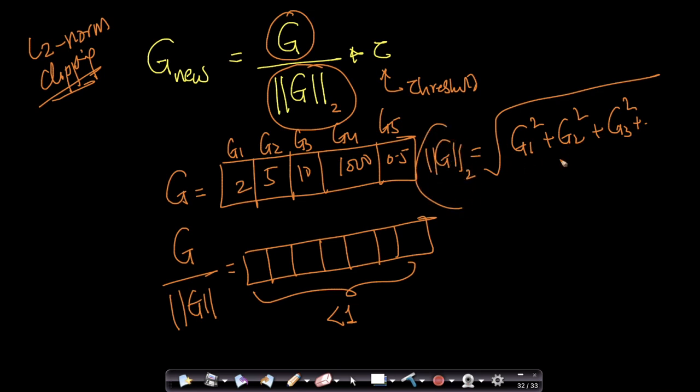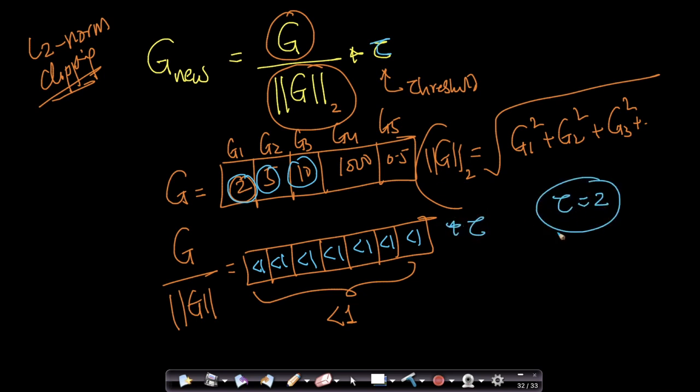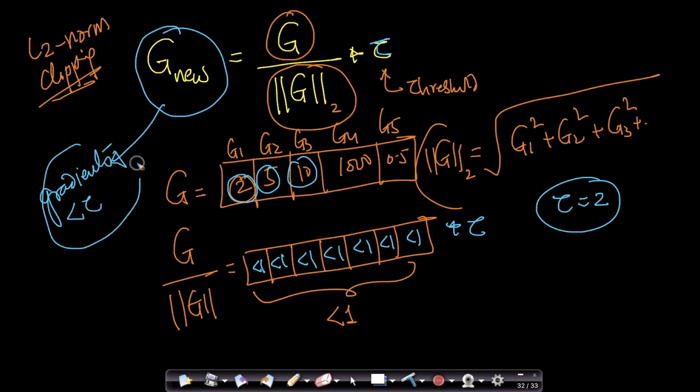And since you're squaring all of them and taking the under root, the L2 norm of G is greater than each of these individual terms. When I divide each of these terms by the L2 norm of G, each of these values is going to be less than 1. And then I'm multiplying it with the threshold tau. Suppose I decide my tau is equal to 2, let's just say, then finally all of the gradients in my G new vector are less than or equal to tau.